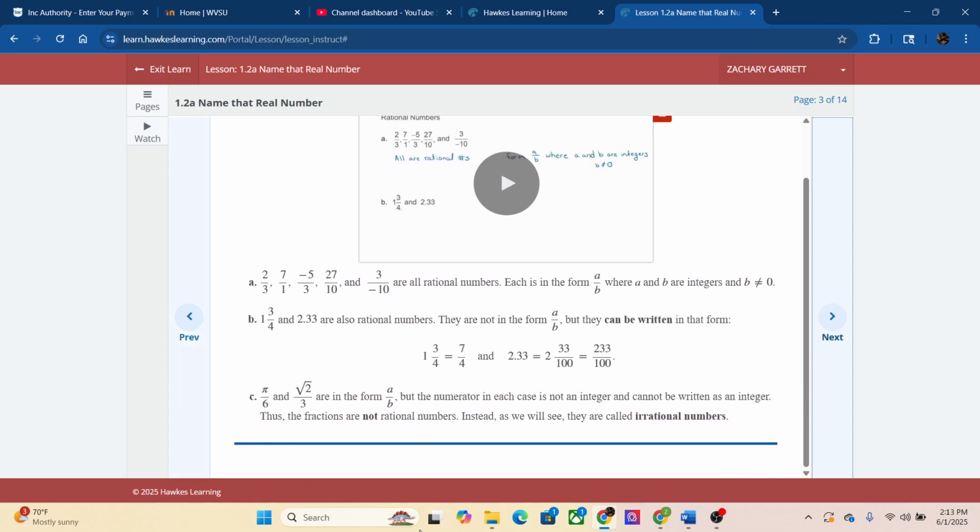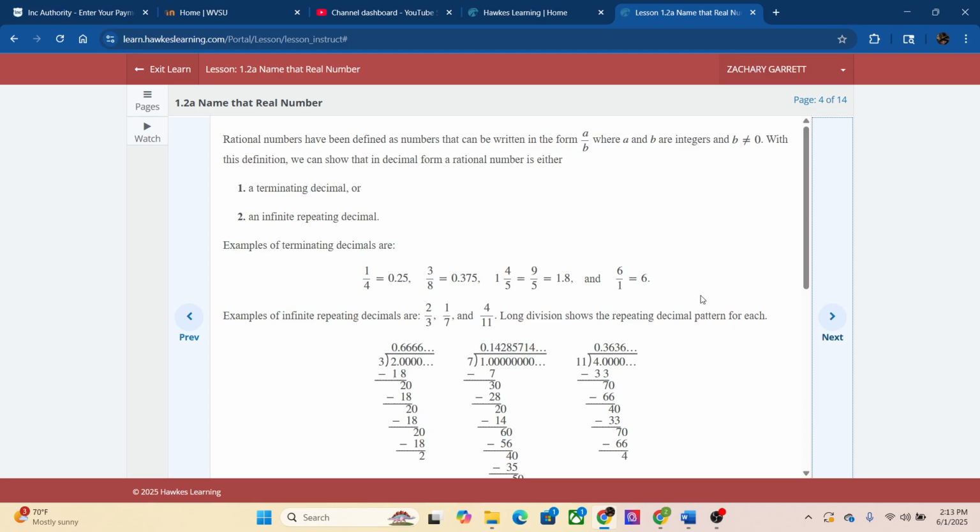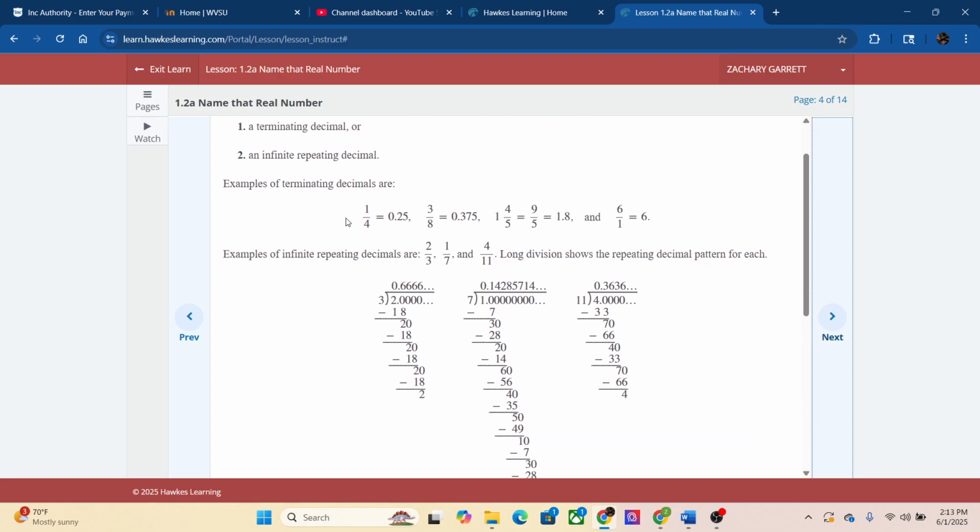So I'm going to go ahead and skip this rational number example because I've already given you some examples, but feel free to pause this video and read over that. Rational numbers have been defined as numbers that can be written in the form A over B, where A and B are integers and B is not equal to 0. With this definition, we can show that in decimal form a rational number is either a terminating decimal or an infinite repeating decimal. Examples of terminating decimals are 1 over 4 equals 0.25, 3 over 8 equals 0.375, and so forth.